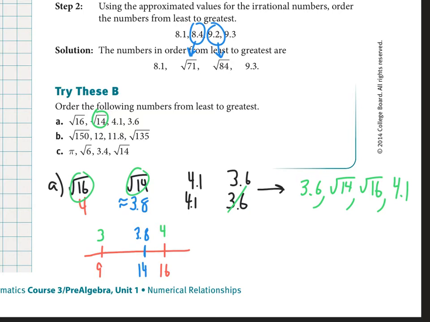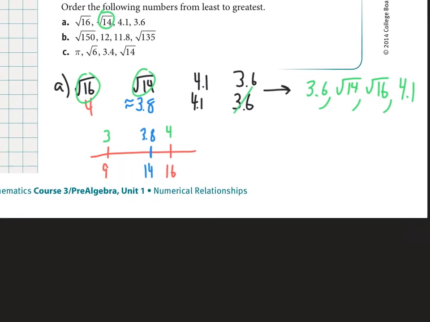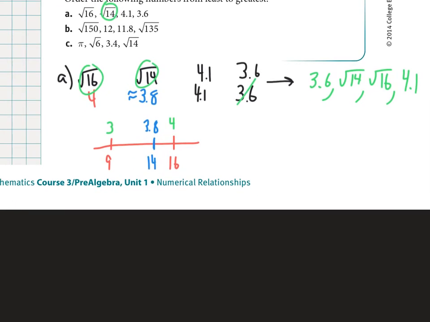Okay, can we do one more? Let's do part C down there, because that one has a little pi in there. Let's talk about that again, just as a refresher. So part C, our values were pi, the square root of 6, 3.4, and the square root of 14.